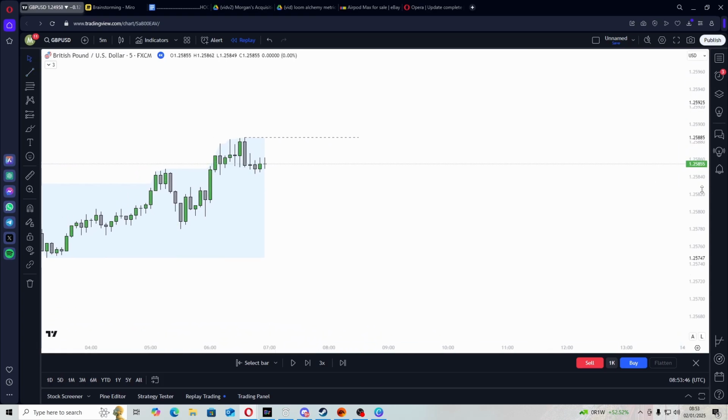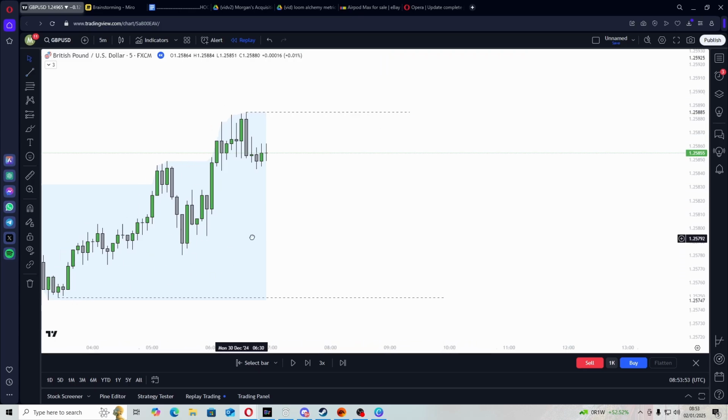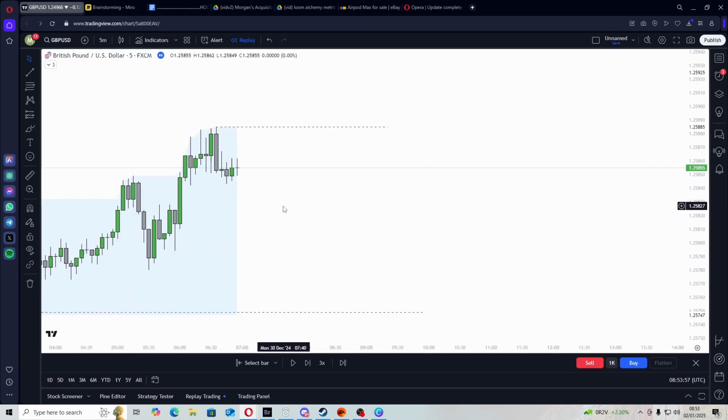So you mark out the highs right here, and you need to mark out the lows, which will be anywhere around here. So this is the highs of Asian session. This blue area is Asian session. It's a really good indicator that I'm using. If you want it, just comment in the description and I'll tell you the name of it.